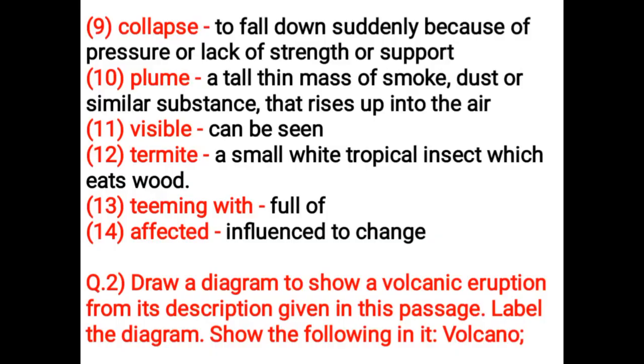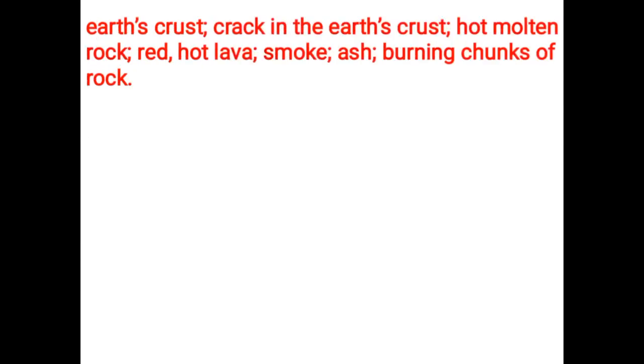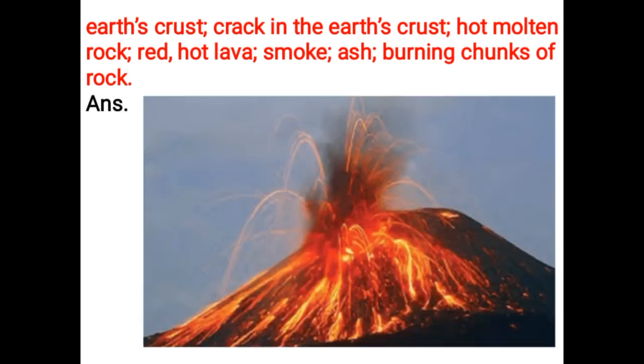Draw a diagram to show a volcanic eruption from its description given in this passage. Label the diagram. Show the following in it: volcano, earth's crust, crack in the earth's crust, hot molten rock, red hot lava, smoke, ash, burning chunks of rock. Volcanic eruption diagram: you have to draw in this way.